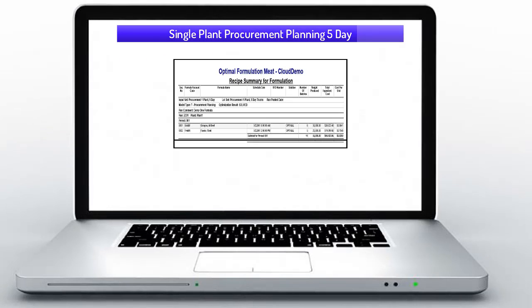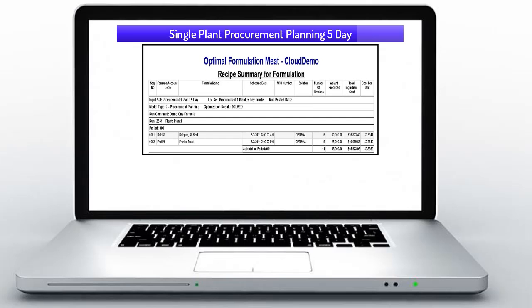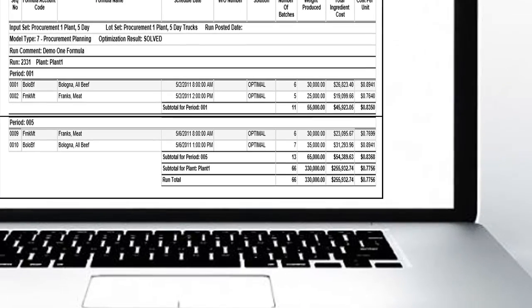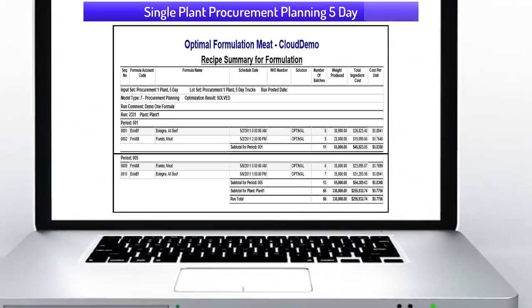The Formula Summary Report presents the manufacturing requirements or formula summary for a one-week schedule. To present the report in a single slide, Monday and Friday are presented. This report presents the manufacturing requirements for the week and includes the total cost of procurement as well as the cost per pound of the products manufactured.